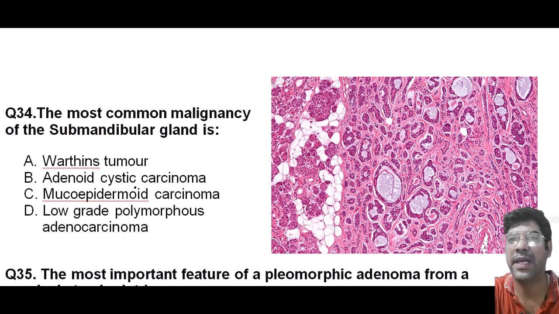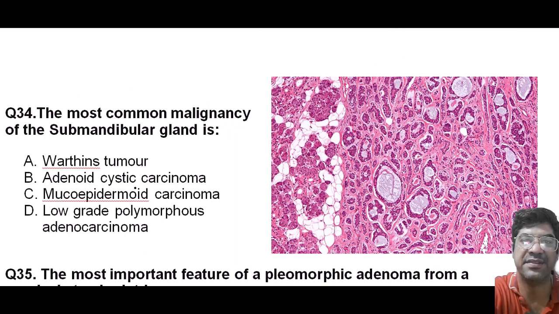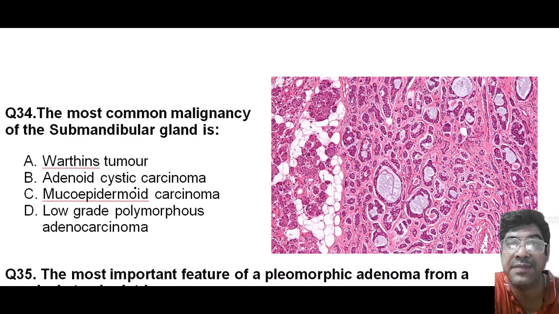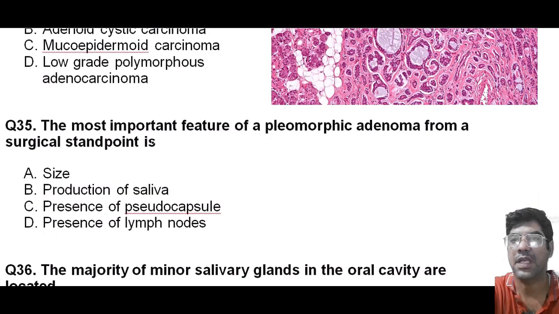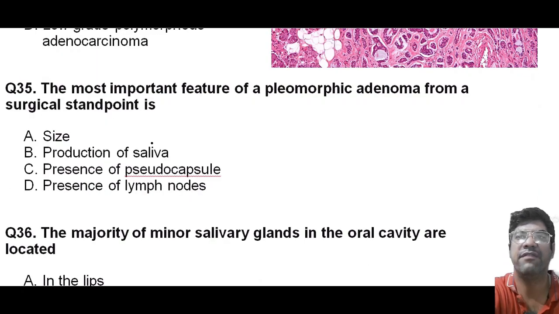The most common malignancy of the submandibular gland is, well, the most common malignancy is adenoid cystic carcinoma. Remember, adenoid cystic carcinoma is the most common malignancy of the submandibular gland. Next question, the most important feature of pleomorphic adenoma from the surgical standpoint is, well, the most important feature is the presence of pseudocapsule.